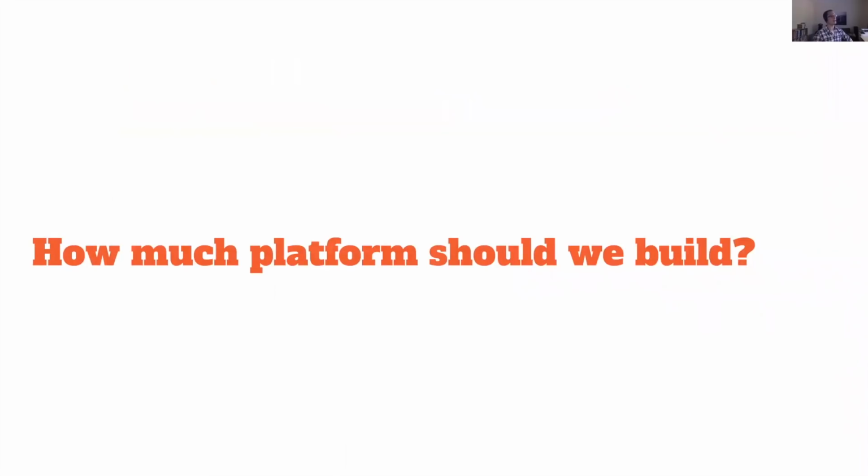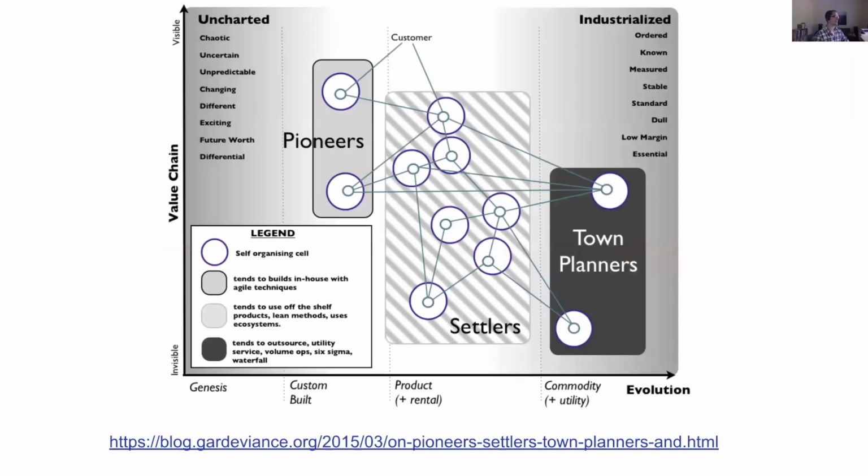How much platform should we build? Should you build, kind of thing? It's always an interesting question, and I'm a big fan of Simon Wardley's stuff. So if you go to my talks, you often see me mention Simon Wardley along with Kelsey Hightower. Many things are interesting in Simon's work, but I particularly like a model he talks about with regards to pioneers, settlers, and town planners.